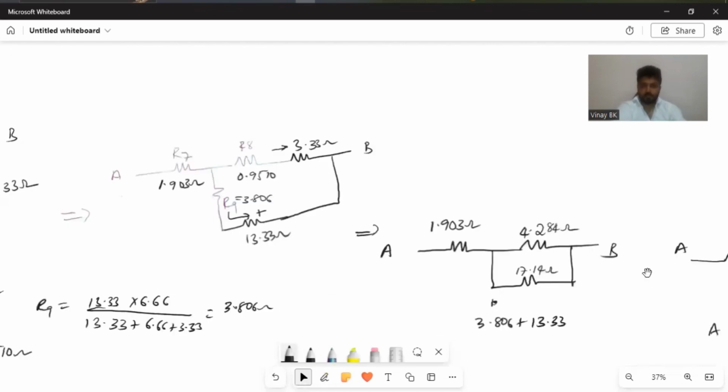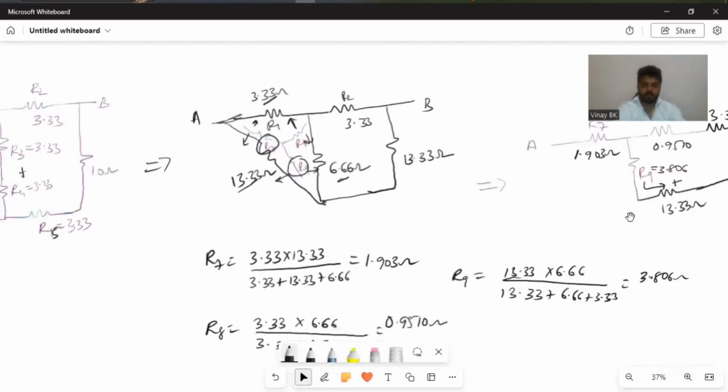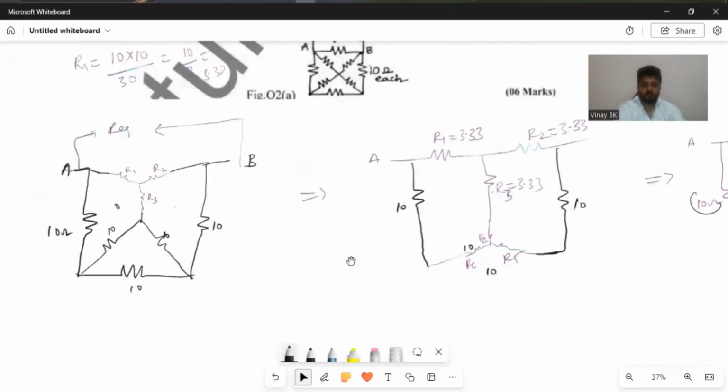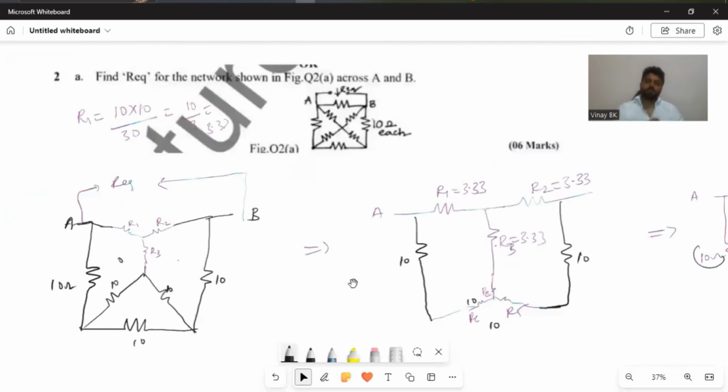So I hope you're getting this problem. If you have any doubts regarding this problem, feel free to write in the comment box. The only thing is that you should remember one logic.